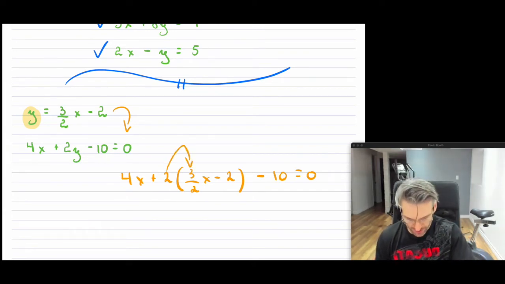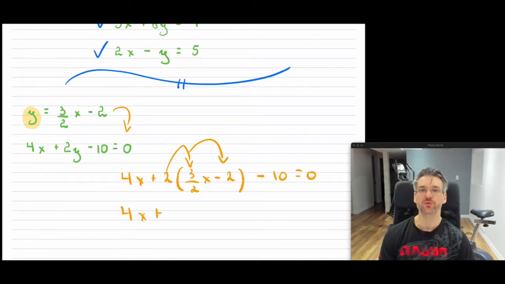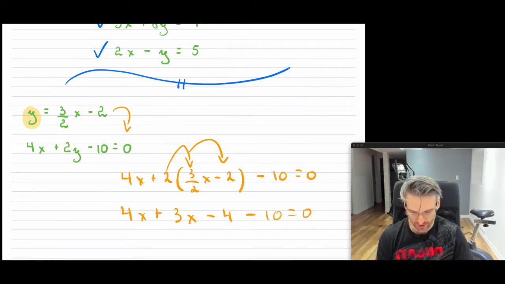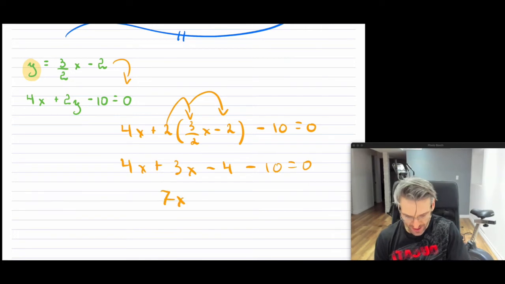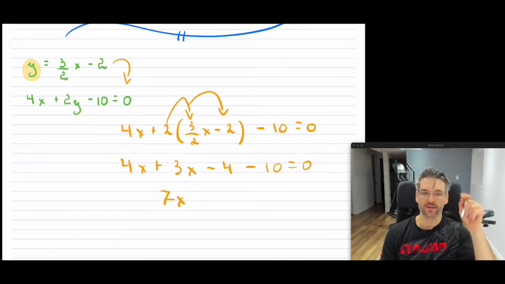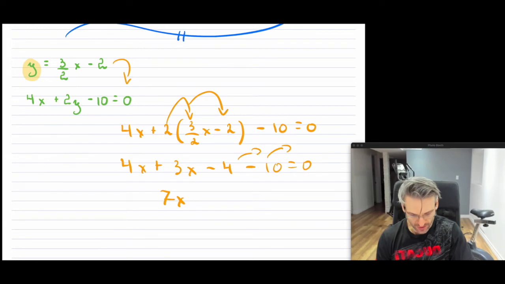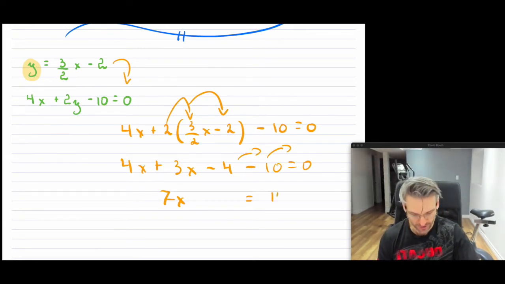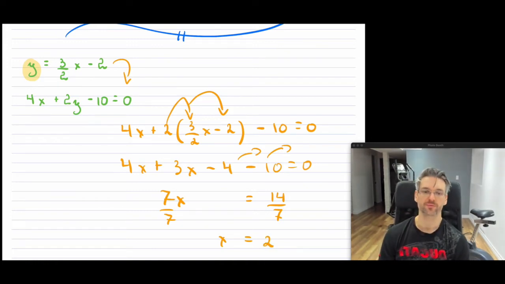So I'm going to get rid of my brackets here. 4x plus, now 2 times 3 over 2 is 3. Okay, you can check that. The 2's will cancel. That's going to be 3x, minus 4 minus 10 equals 0. So this becomes 7x. Notice the negative 4 and the negative 10 you can bring over to the other side. And if you bring it over, it's going to be plus 4 plus 10, which is 14. Now dividing by 7 on both sides, I get x is equal to 2. All right, so that's what I have.